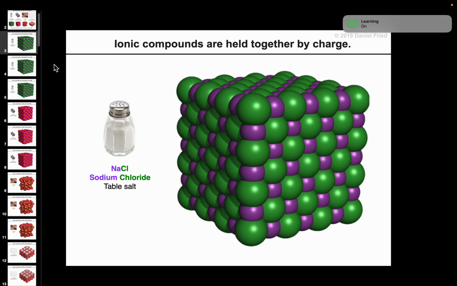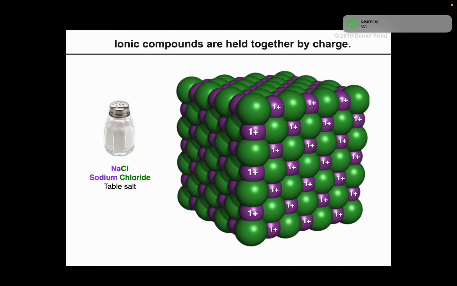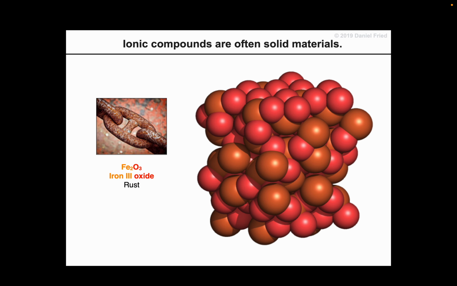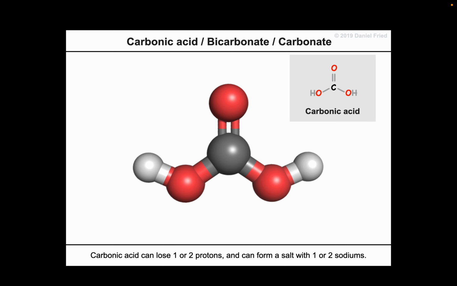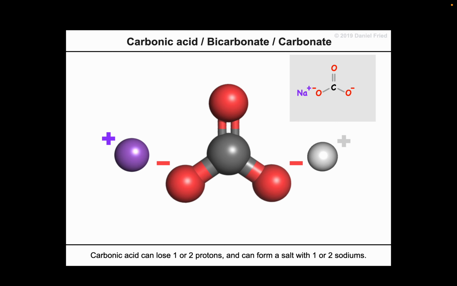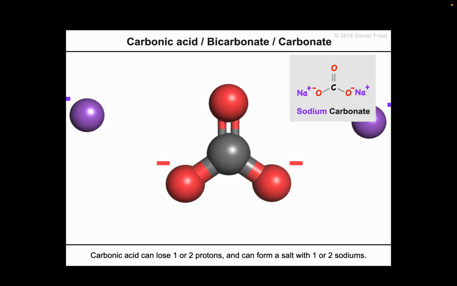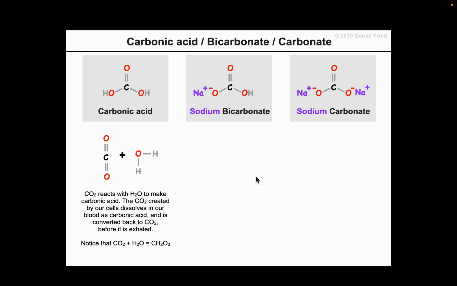On the next slide, ionic compounds are held together by charge. Here we go: calcium oxide, rust, whoa, that's complicated, and titanium dioxide. Carbonic acid, bicarbonate, or carbonate. Carbonic acid can lose 1 or 2 protons and can form a salt with 1 or 2 sodiums. Bicarbonate sounds like bi means 2, but no, that's not what it means. Very confusing. Here I have sodium bicarbonate, baking soda, and if we lose this, we get sodium carbonate. And if we lose this, it's just carbonic acid.